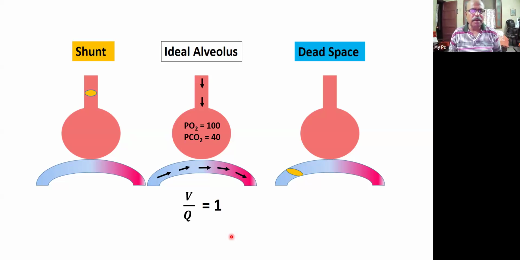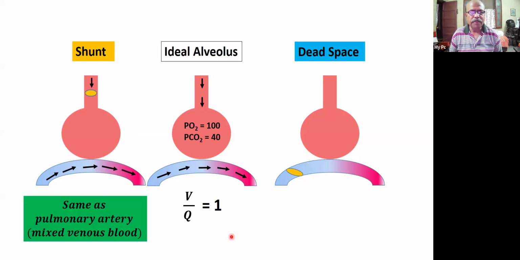But in a shunted alveoli, what happens? The ventilation is 0 and the perfusion is going on. So what will the alveoli have? It will have the same composition of gases, or partial pressure of the gases, that are there in the mixed venous blood. So it will be PO2 of 40 while PCO2 of 45.